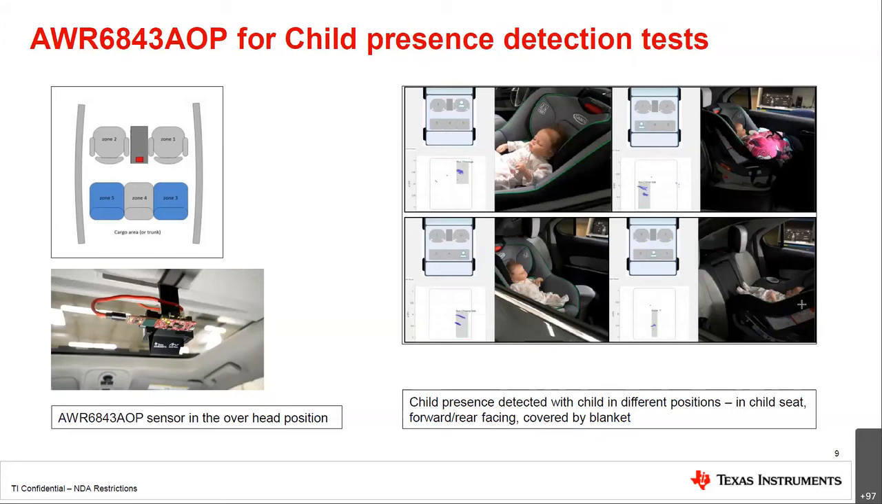Again, the radar sensor is able to see through, in this rear-facing case, that front part of the car seat that's obstructing the view and still be able to detect that motion.